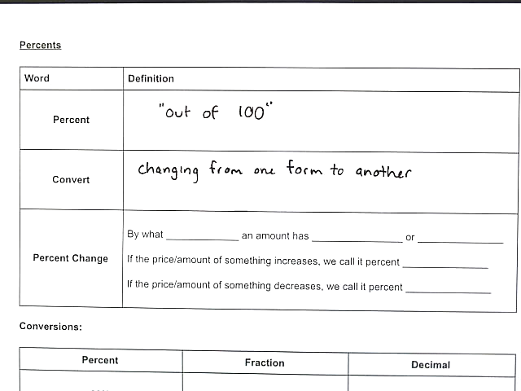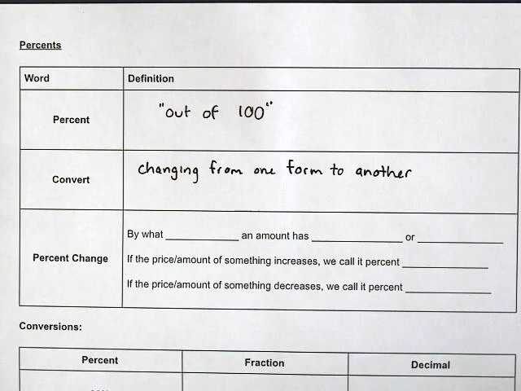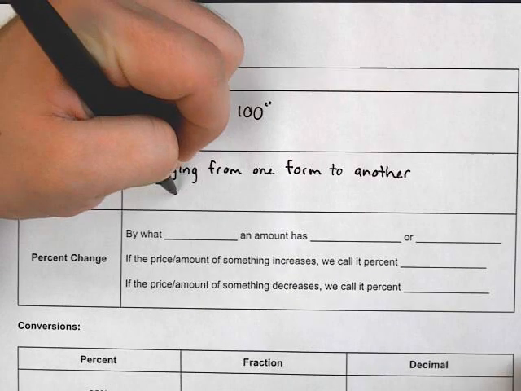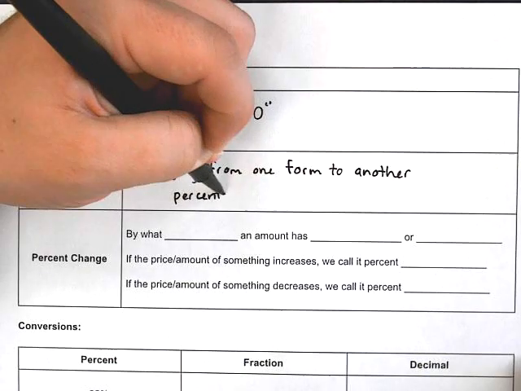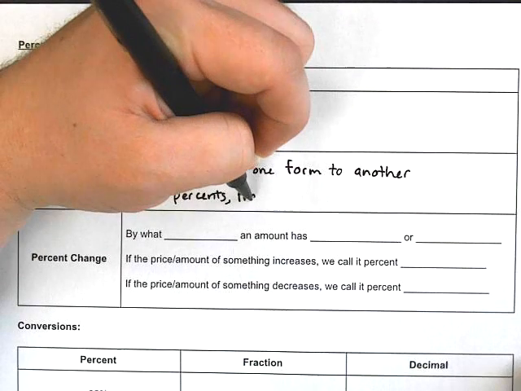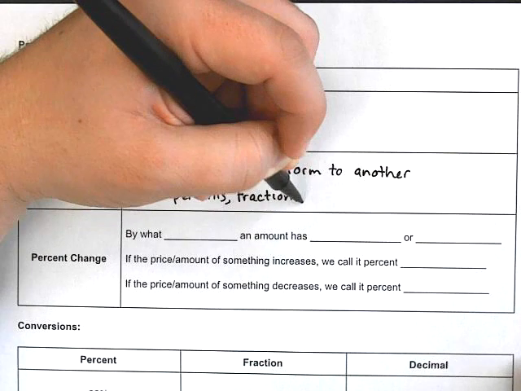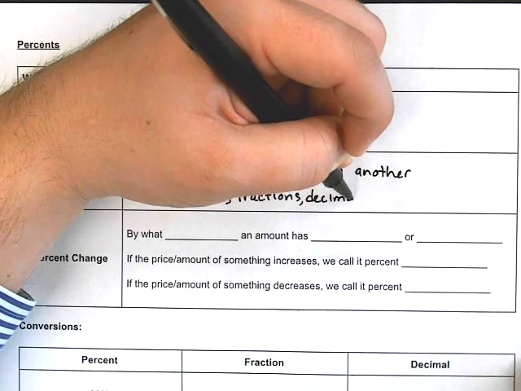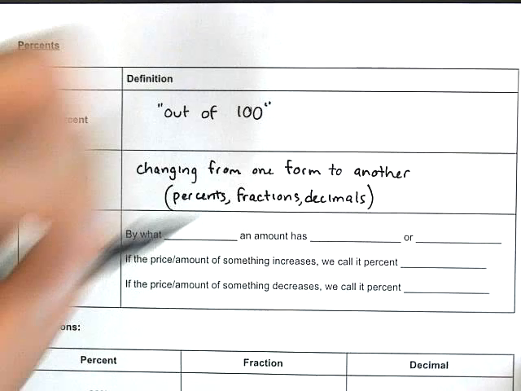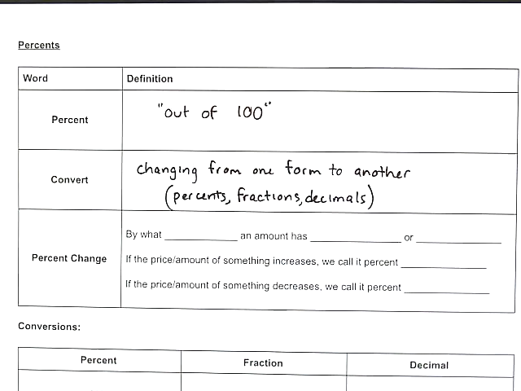Sometimes it's good to give a number in a percent. Other times it's better to be in decimal form or fraction form. So between percents, fractions, and decimals, these are the forms that we should be able to convert between.